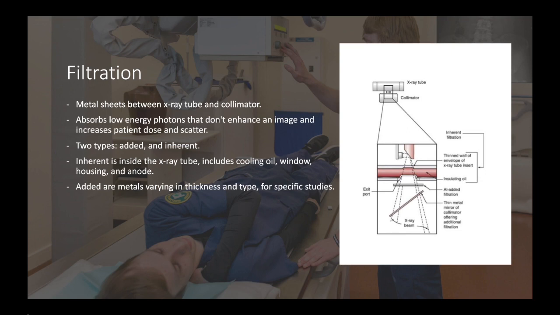Beam filtration is the use of metal sheets that are between the X-ray tube and the collimator. The main purpose of filtration is to absorb low-energy photons that don't contribute to image quality and increase patient dose and scatter. There are two types of filtration, added and inherent. Inherent filtration from parts within the X-ray tube includes cooling oil, window, housing, and the anode. Added filtration is tailored for specific examinations using various types of metal with varying thickness to improve image quality.